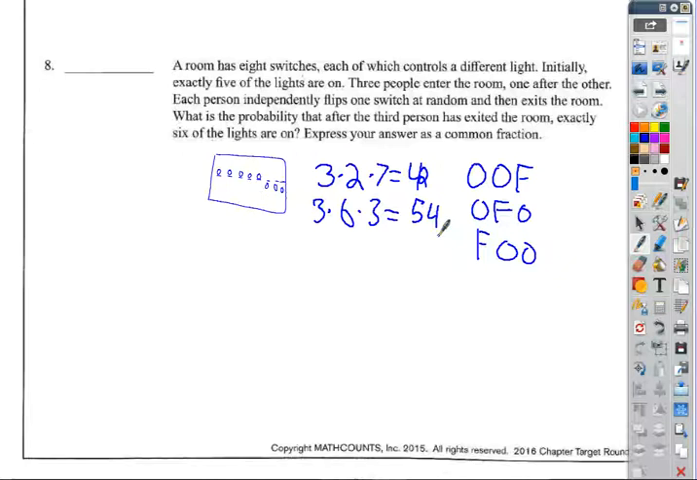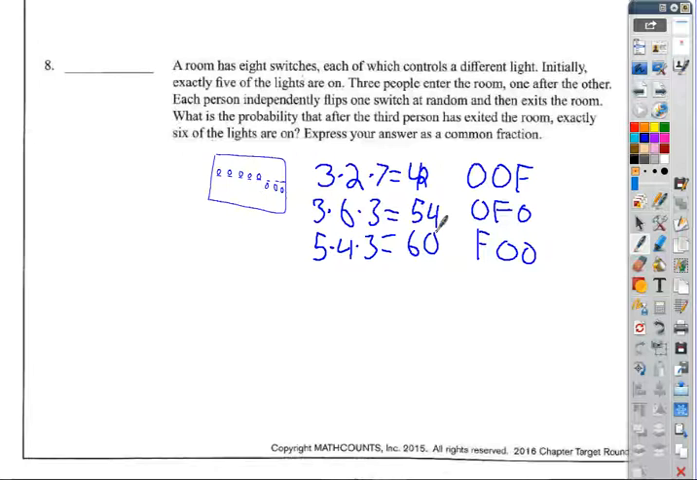This third arrangement, FOO, starting at the beginning, the first person is going to have 5 lights that are already on that they can turn off. The second person coming into the room will have 4 lights that are off that they can turn on. And then the 3rd person will have 3 lights that are off that they can turn on. So multiplying those all together, we get 60 possible ways for that to happen. So now we can add all of these numbers together. And when we add all of them together, we're going to get 156.